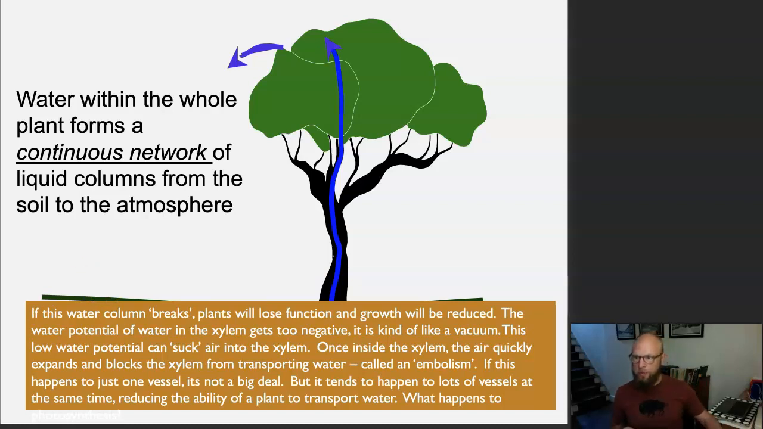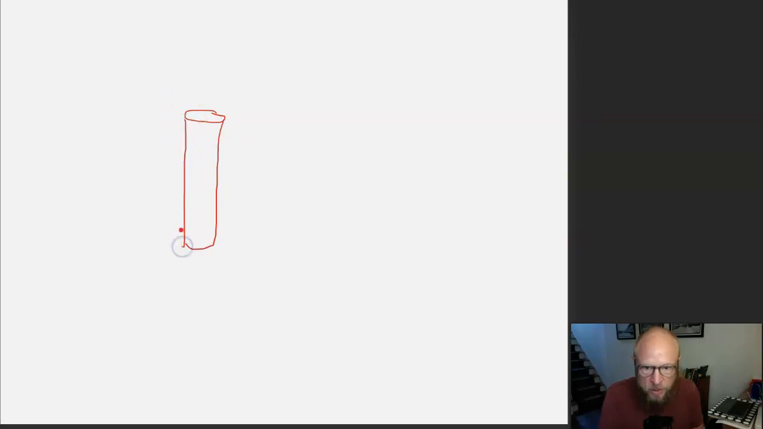So now I'm really hesitating to draw because it's so hard to draw on this thing, but I'm going to do it anyway. So let's say for an example, let me get the draw on. Let's say we have a vessel, a single vessel, and let's say it's got some water in it, all right?